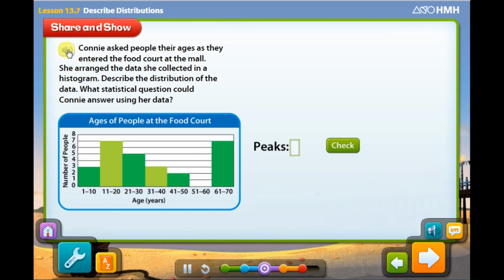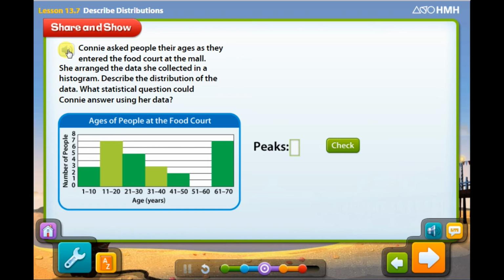Let's look at the distribution of the data. How many peaks are there? Type to complete the answer and then check your work. Know that a histogram can also describe the frequency of data. Okay, so a line plot, a frequency table and a histogram can describe the frequency in data. However, a box plot is not describing the frequency of data.